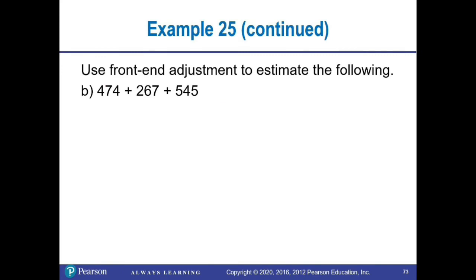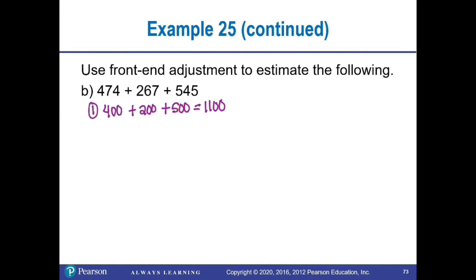The first number is 474. We'll focus on the first place, the hundreds place, which would be 400. The next number, focus on the hundreds place. The first place is 200. And then we have 500 from the last number. 400 plus 200 plus 500 is 1100.